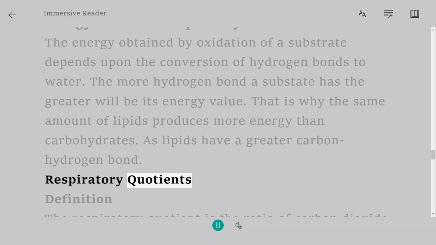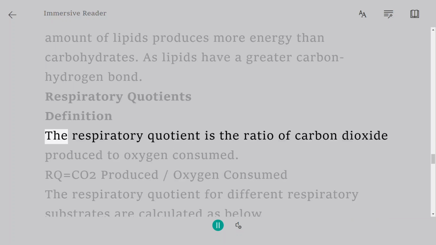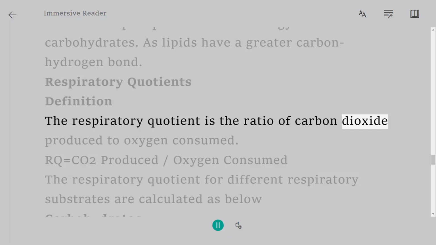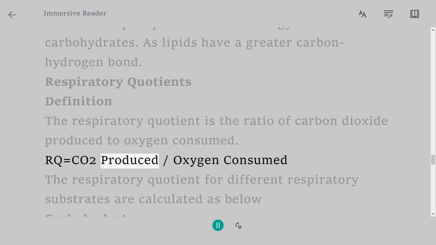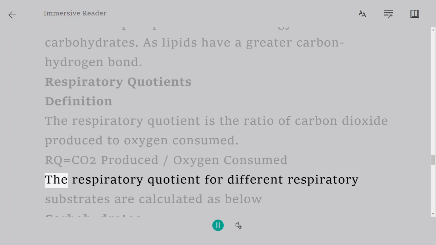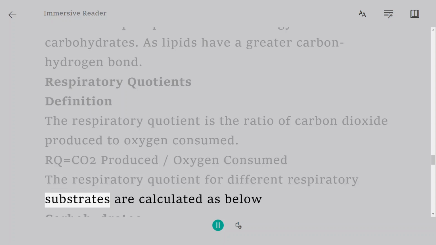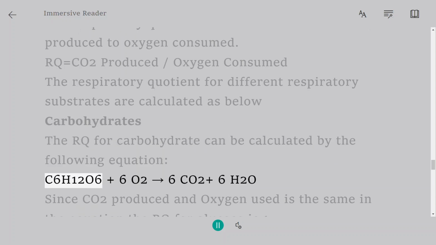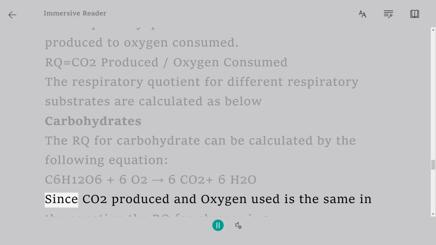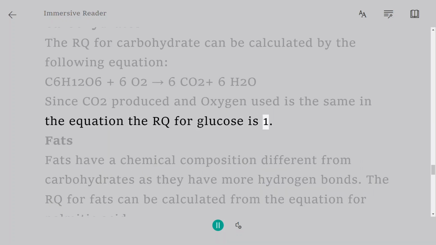Respiratory quotient. Definition. The respiratory quotient is the ratio of carbon dioxide produced to oxygen consumed. RQ equals CO2 produced divided by oxygen consumed. The respiratory quotient for different respiratory substrates is calculated as below. Carbohydrates. The RQ for carbohydrate can be calculated by the following equation. C6H12O6 plus 6O2 gives 6CO2 plus 6H2O. Since CO2 produced and oxygen used are the same in the equation, the RQ for glucose is 1.